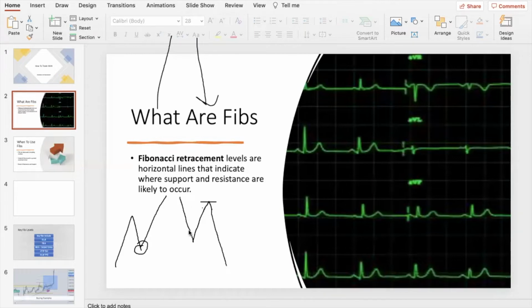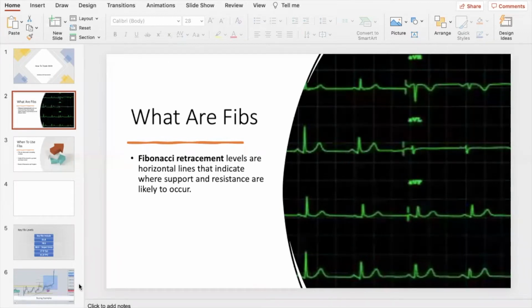Simply for selling, typically fibs are good for predicting where the next lower high is going to be. And if you're buying, fibs are good for predicting where the next higher low will be. And as we know, we want to look for selling opportunities at lower highs, not on lower lows. And for buying opportunities, we want to get in for buys on higher lows. All right. So those are fibs.